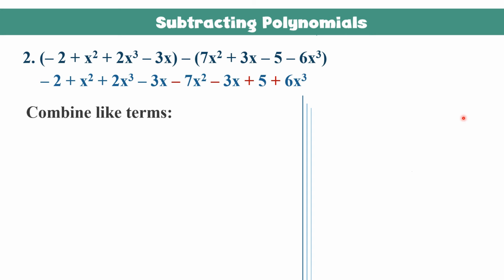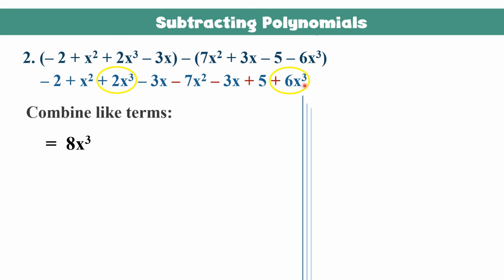And please take note that when you combine like terms, we will start with the term with the highest exponent, because we have to write our answer in standard form. So we'll start with the highest exponent. Highest exponent here is 3. So 2x cubed and 6x cubed can be combined with each other. They are both positive, so that will be 6 plus 2 will have 8, and copy x cubed.